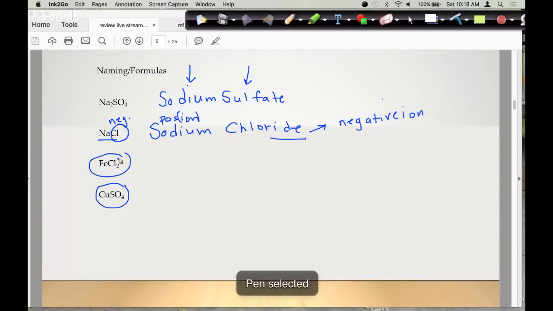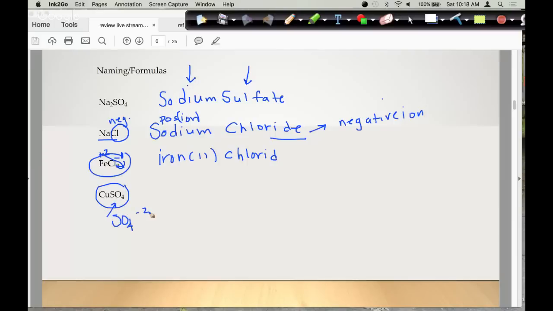So when I look at this, I know that on the periodic table, chlorine has its negative charge as a -1, which means here, iron's charge must be a +2 because of the crisscross. So this is called iron Roman numeral 2 chloride. Whereas here, if I look up sulfate on table E, SO4 has a -2 charge. So in order for there to be no subscripts anywhere, that means that this copper has a +2. So I'm going to call this copper Roman numeral 2 sulfate.